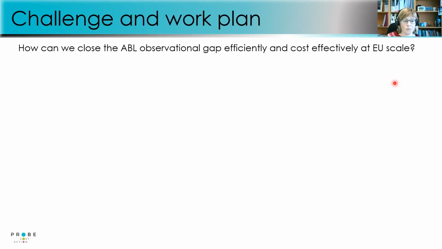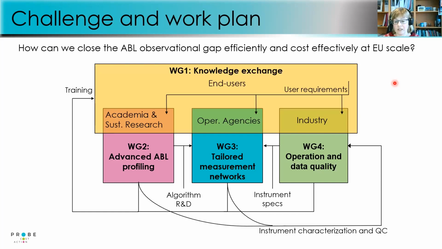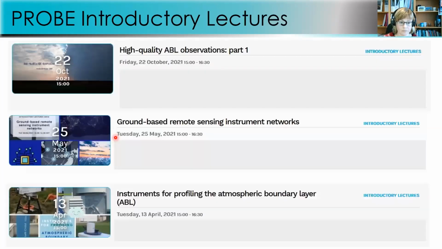Now, the challenge of PROBE is to look at how we can close this atmospheric boundary layer observational gap efficiently and cost effectively at the European scale. The work is divided into 4 working groups. The lecture we are having today is part of Working Group 2 on advanced atmospheric boundary layer profiling. So we're not just looking at doing measurements in the boundary layer, but also making high-level products that make the observations more useful to the users.